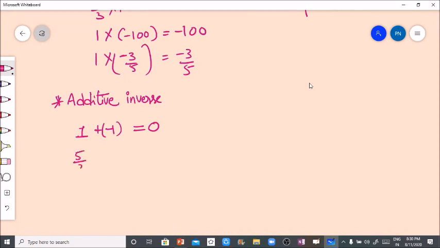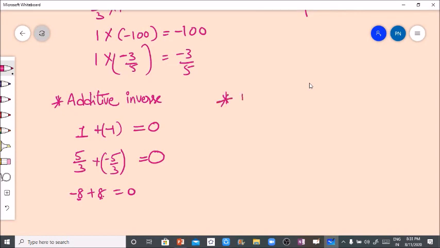Okay. Here 5 by 3 is there. I want 0 when we add. Then which number do we have to add to 5 by 3? That is minus 5 by 3. So minus 8 plus 8 is 0. Okay. A number and the negative number. These are the additive inverses. Minus 8 is the additive inverse of plus 8. Plus 8 is the additive inverse of minus 8. Okay. These are the two additive inverses of each other.